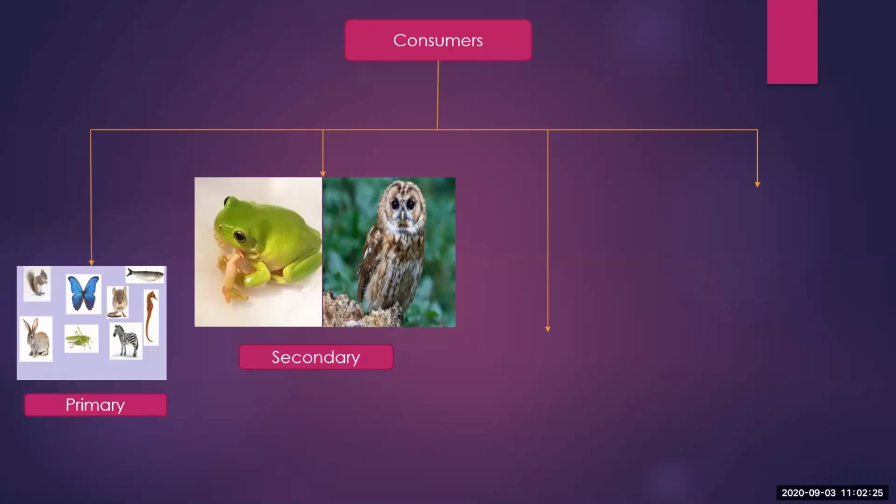Examples of secondary consumers are what? Fox, frog, owl, fox are the examples of the secondary consumers.